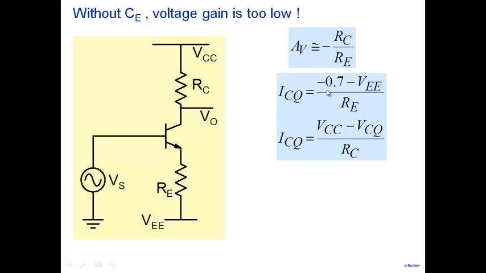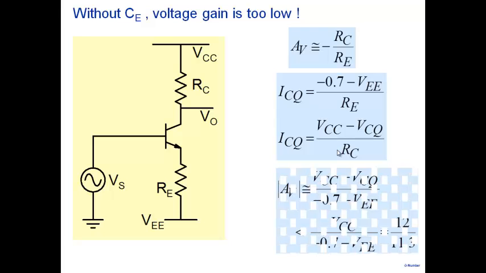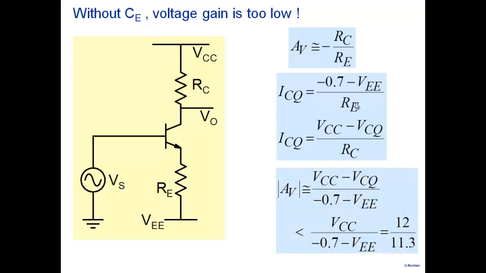Anyway, we have two expressions. We can equate them together. And once we equate them together, what we get is RC by RE. So you get RC by RE by equating these two expressions. And this is what I have put in this expression here. And so we get the magnitude of gain as VCC minus VCQ over minus 0.7 minus VE. And looking at this expression, obviously the gain will be less than VCC divided by minus 0.7 minus VE.